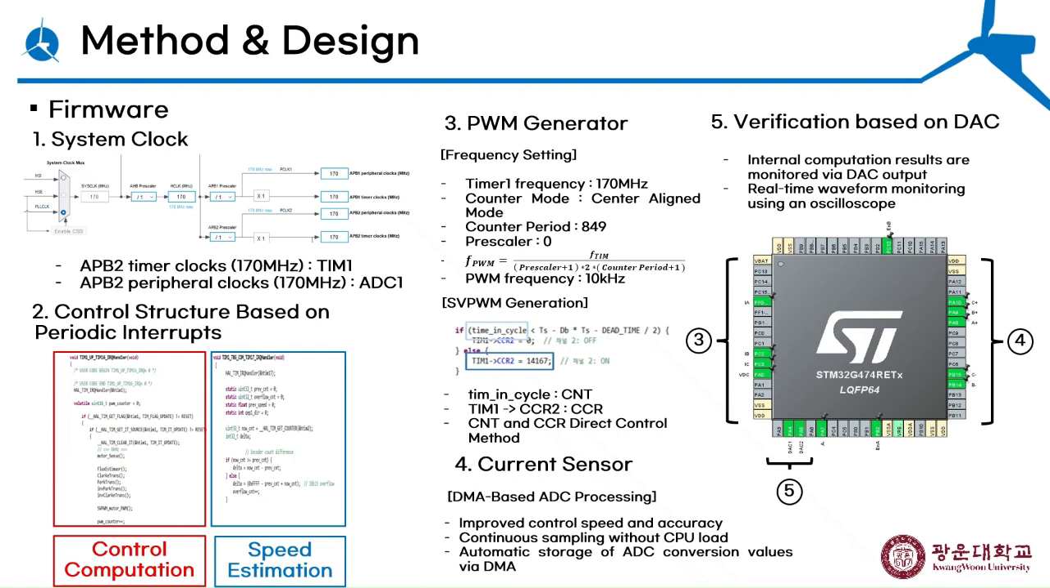In terms of firmware implementation, there are 5 key points. First, the system clock setup to ensure high speed and accurate operation. Second, a period interrupt-based control structure that separates control and speed estimation for reliability. Third, precise PWM generation using direct timer register control. Fourth, DMA-based ADC processing to reduce CPU load. And finally, DAC-based control signal verification for real-time monitoring and validation. These 5 elements together ensure accurate and efficient motor control.